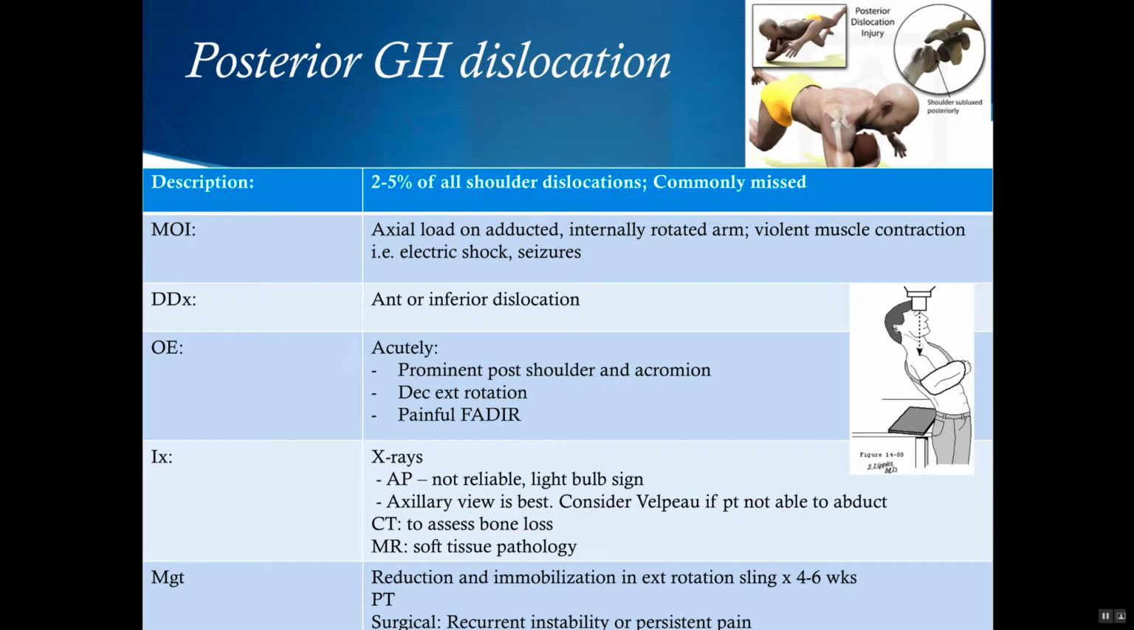Similarly to an anterior dislocation, CT scan can help assess bone loss, and then MRI or arthrogram to look at soft tissue pathology. Again, you want to reduce these as soon as possible, and then the patient should be immobilized in an external rotation sling for about 4 to 6 weeks. Some of the literature suggests immobilizing in about 10 to 20 degrees of external rotation with the elbow at the side. And then around the 6-week mark, they can begin therapy with similar goals as mentioned for anterior dislocations. Again, patients with recurrent instability or persistent pain may require surgical management.